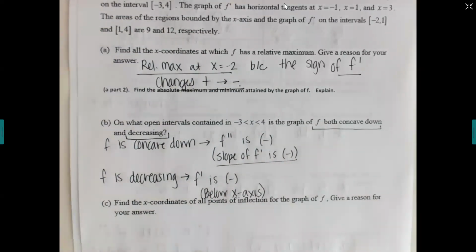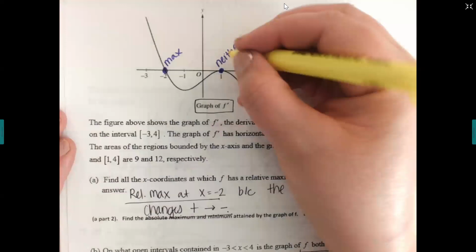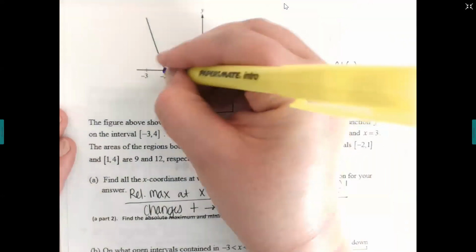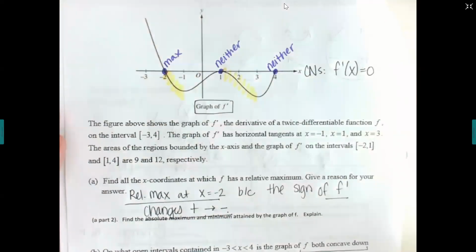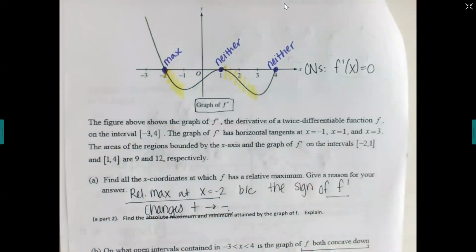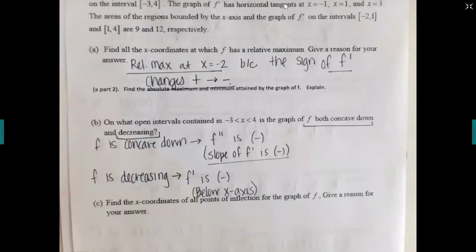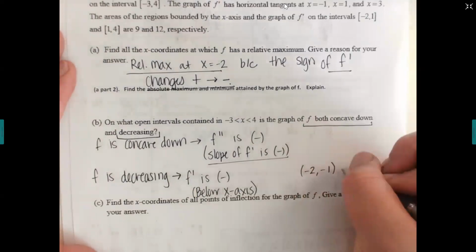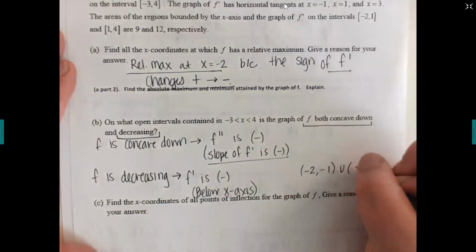How many points does that happen for? How many intervals? One. Okay, 1 to 3, and anywhere else? -2 to -1, yeah. Those would be your two sections. Okay. Another thing, it doesn't matter if you put brackets or parentheses, so just put parentheses, okay, because that's what we've been doing all year. So it would be -2 to -1, union, and then 1 to 3.